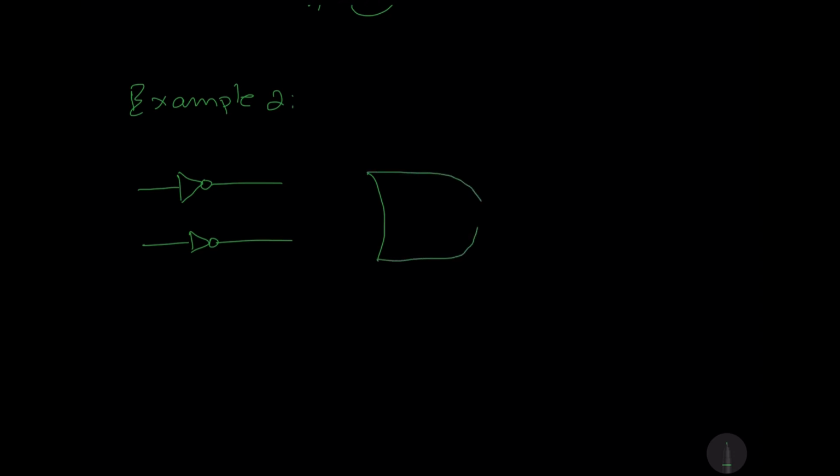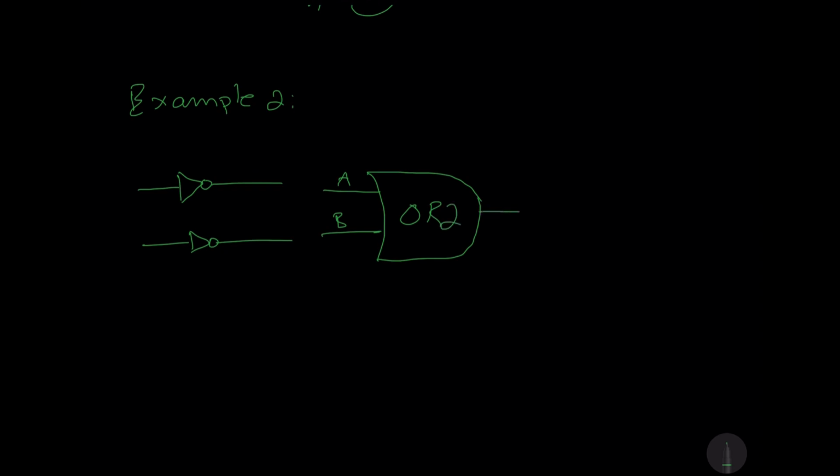Let's do one more example here. Example number 2. In this case, we will do an OR gate. We will invert the inputs of the OR gate, and then for the newly generated gate, we will invert the output side of that gate too. So let's do a 2-input OR gate. So A and B, OR 2.